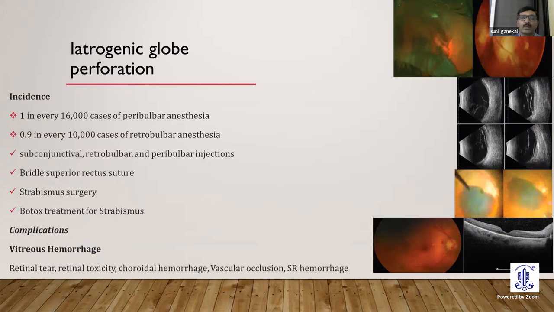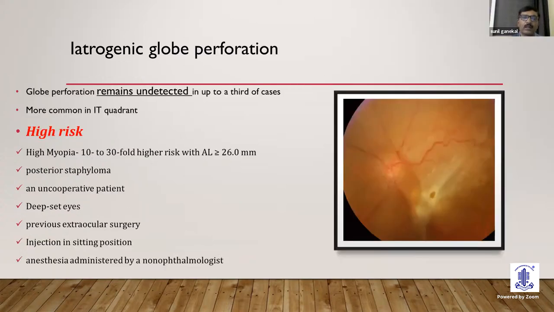The one thing you should remember is that along with this vitreous hemorrhage, globe perforation patients can have an associated retinal tear, subretinal hemorrhage, vascular occlusion, and drug toxicity, whether it is the lignocaine or whatever you used, if you use it intraocularly, and can cause a vascular occlusion and drug toxicity to the retina. Sometimes globe rupture perforation may remain undetected.